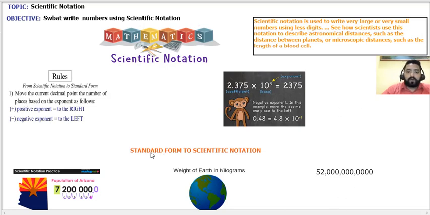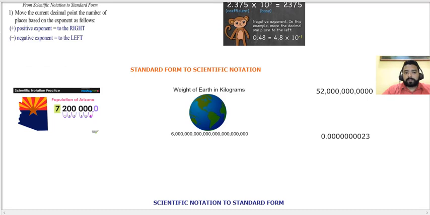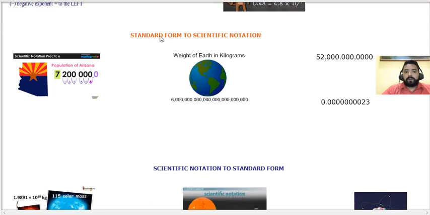In this case, we are going to go from standard form to scientific notation. Standard form is when we have all the zeros, and scientific notation is when we write it in this way. Remember, if we move to the right, we use a positive exponent, and if we move to the left, we use a negative exponent.